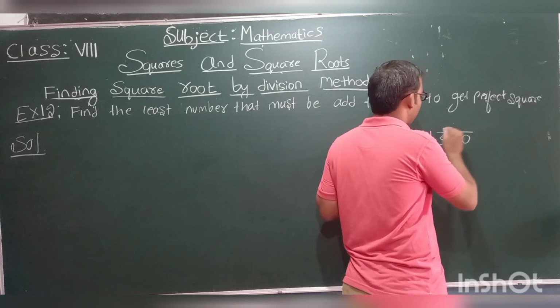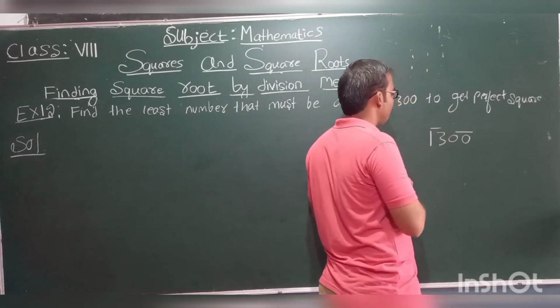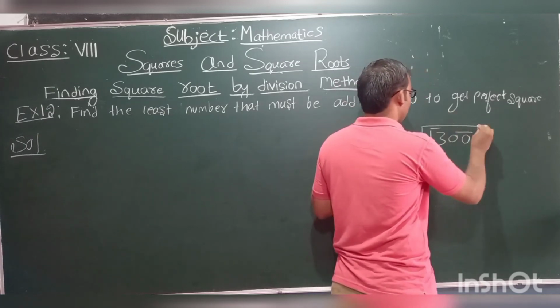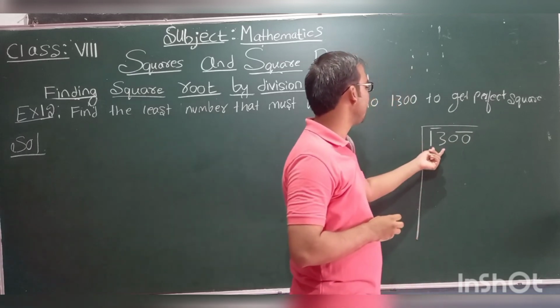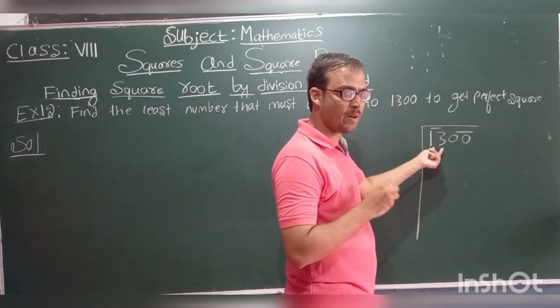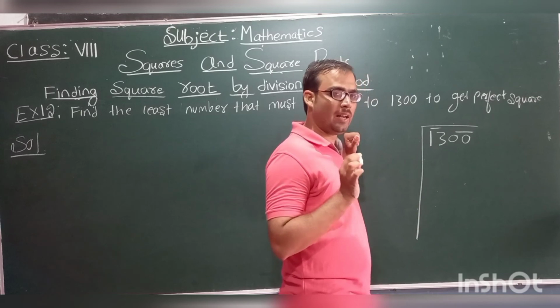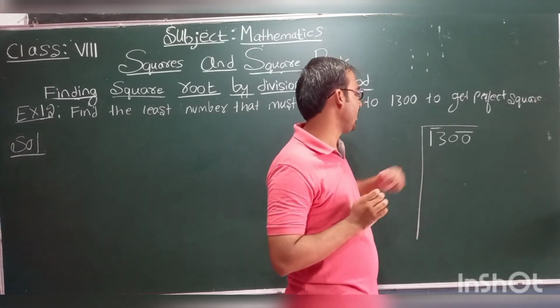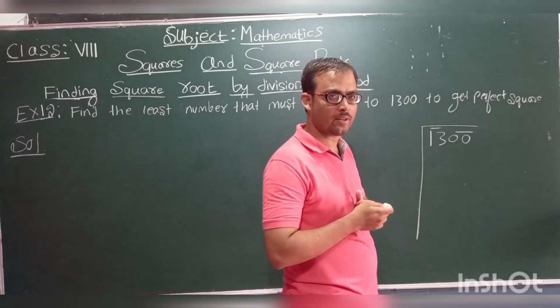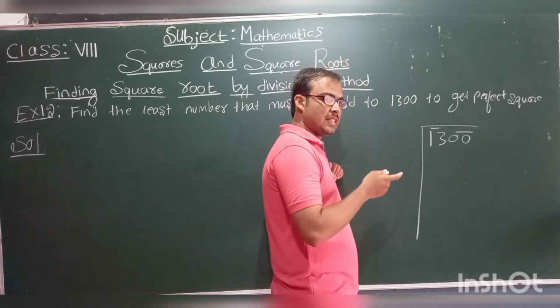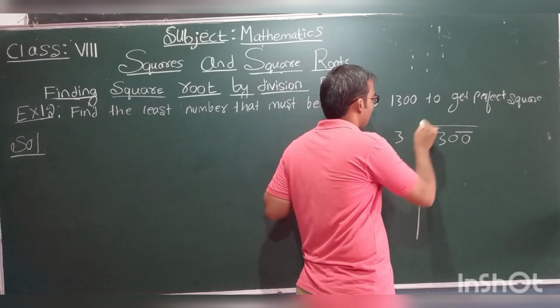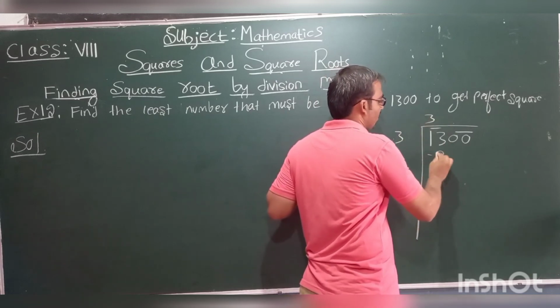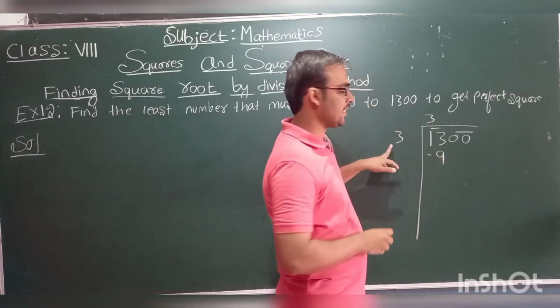Place the bar. Now you need to consider this part. This part will be the dividend. So now take the largest number whose square must be less than or equal to 13. So here which number do we have to take? That is 3, 3 3s are 9. Here we need to take 3 as the largest number.